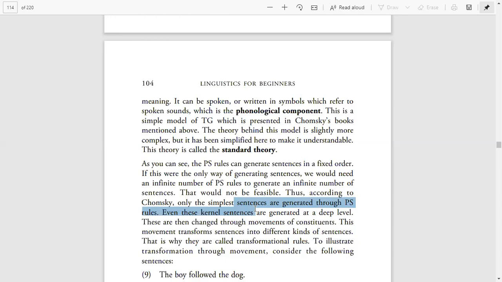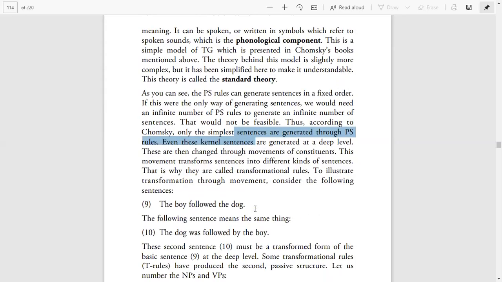These are then changed through movements of constituents. Of course, then we apply T rules, and then these are changed through movements of constituents, through movements of words, of course. This movement transforms sentences into different kinds of sentences. This is why they are called transformation rules. To illustrate transformation through movement, consider the following example.